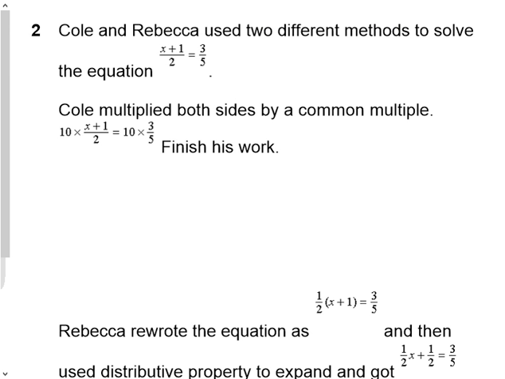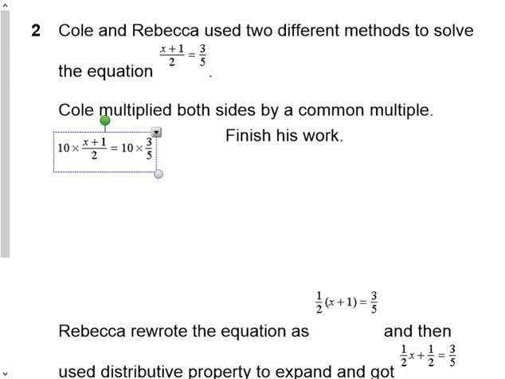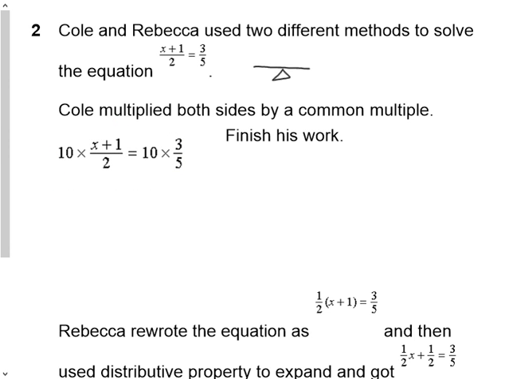Question 2, Cole and Rebecca used two different methods to solve the equation one half of x plus 1 equals 3/5. Cole multiplied both sides by a common multiple, 10, to finish his work. So if I take his equation, and if I multiply both sides by 10, and again, whatever you do to one side, if you do to the other, you maintain equality.